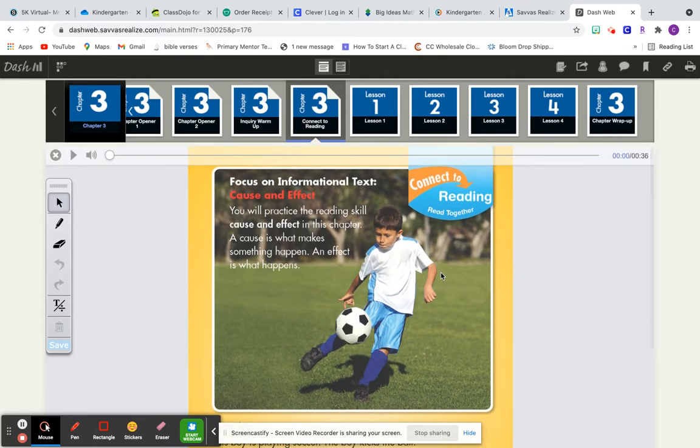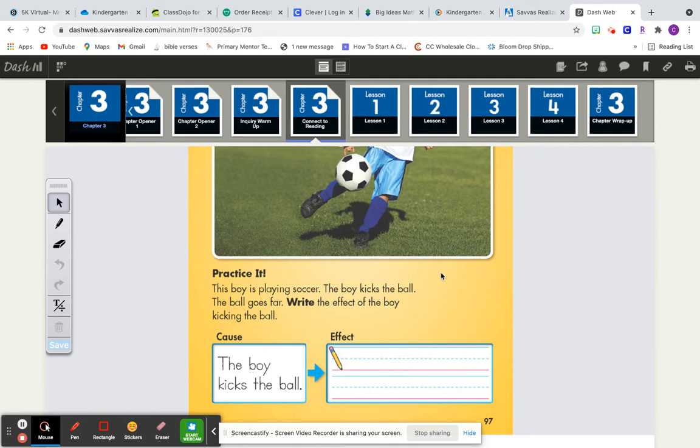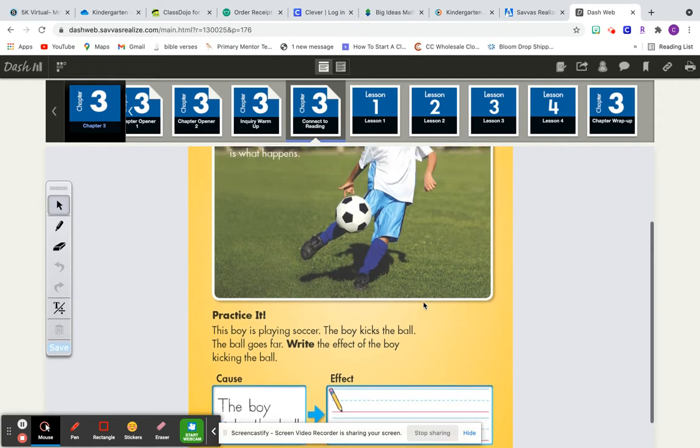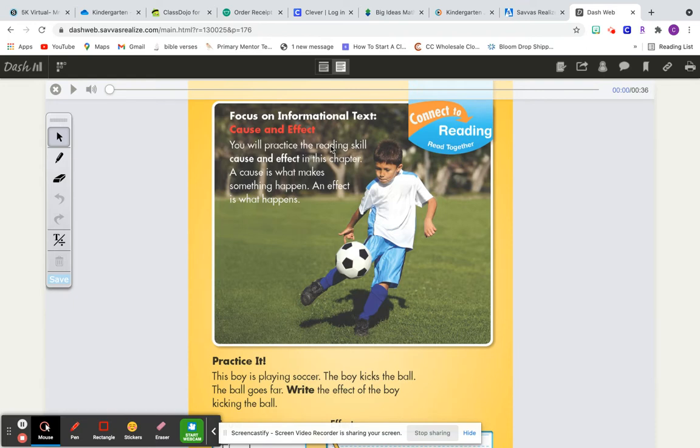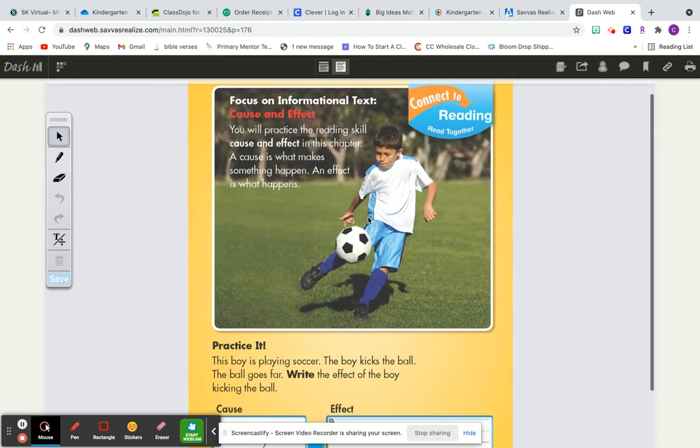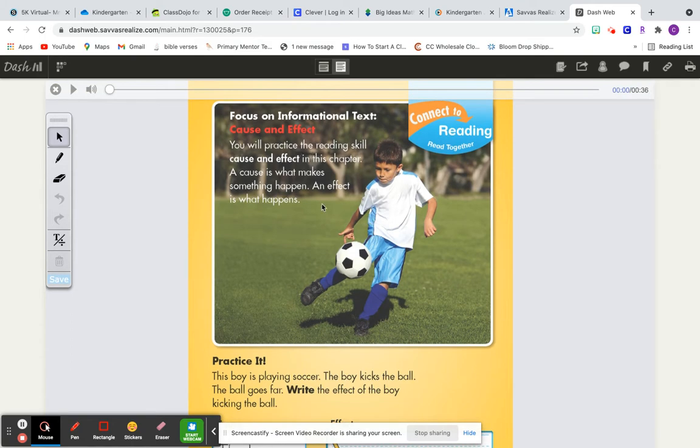So we're going to start with lesson 1, but before we do that, I want us to pay attention to something on page 97. On page 97, you'll see where it says the focus on informational text is cause and effect. So we've been talking about nonfiction text structures. If you pay attention to this chapter, it is a cause and effect structure. So you'll practice reading skills, cause and effect in this chapter.